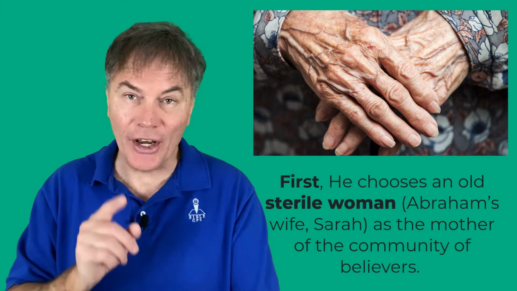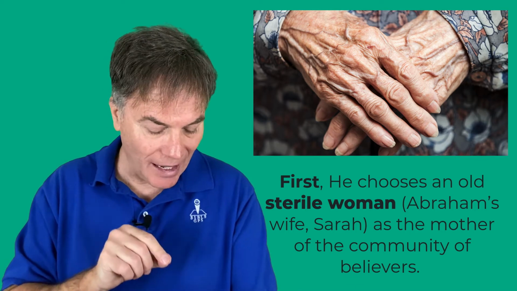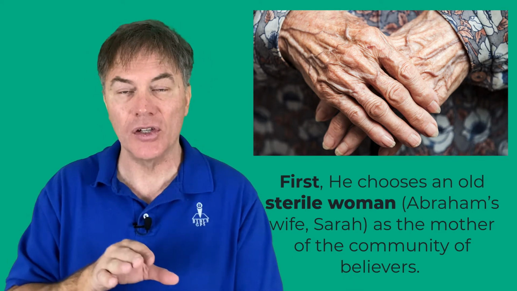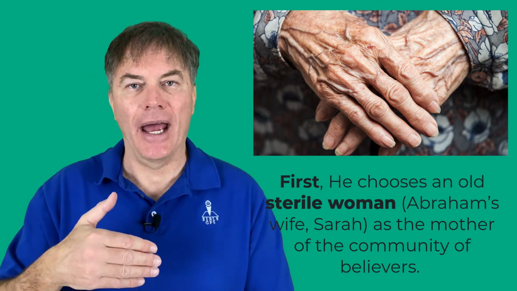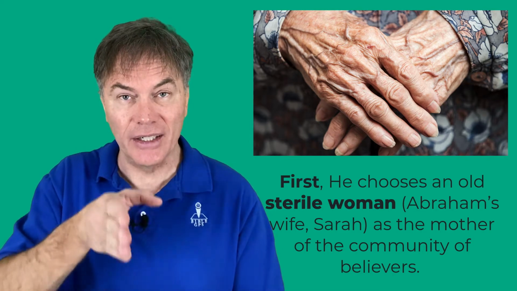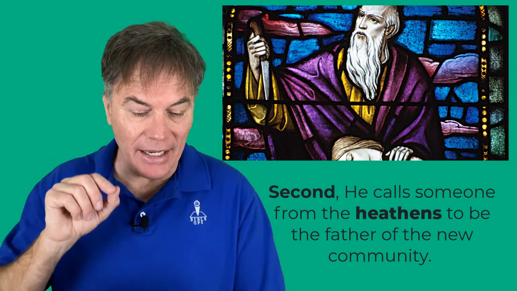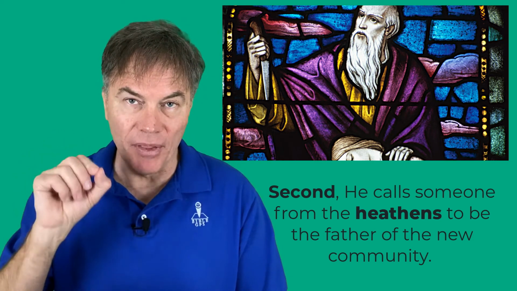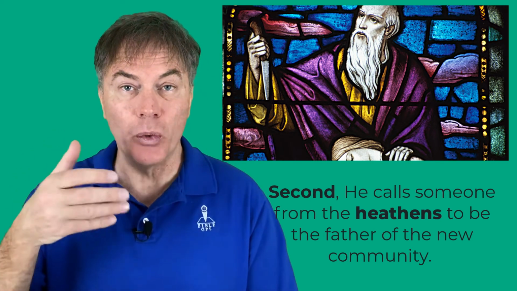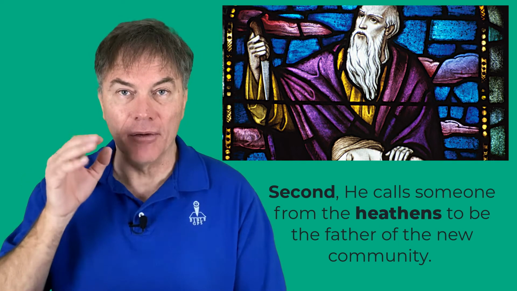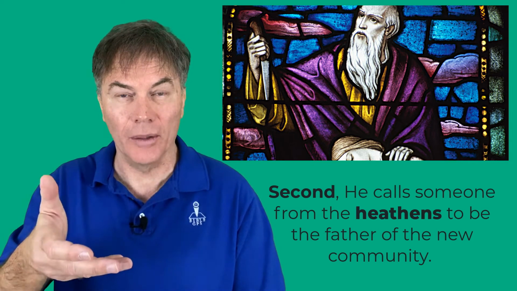First, He chooses an old, sterile woman, Sarah, to become the mother of this new community of believers. Now, she was the wife of Abram, and she was sterile. So it was God's direct intervention, and she was old as well. Then the second reason, that God called Abram, and he was from the heathens, to become the father of this new community. When you read Joshua 24 verses 2 and 3, it says that Abram did not know God when God called him. He was actually a heathen. He didn't know God. So this formation of this new community was not the result of human thought and of human effort. It was God's direct intervention.